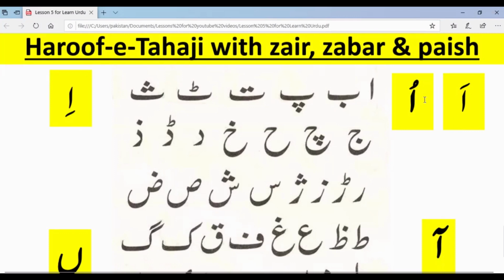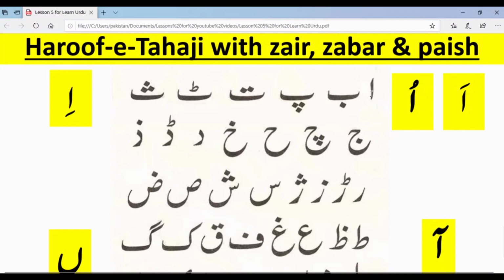So we will use today these three signs or Arab, Zabar, Pesh and Zer. Zabar and Pesh are on the top of letter, and Zer is always at the bottom, below the letter, right? So we will use these three Arab with each letter, each harf tahajji, and we will produce sounds. And it's better for you to repeat after me.